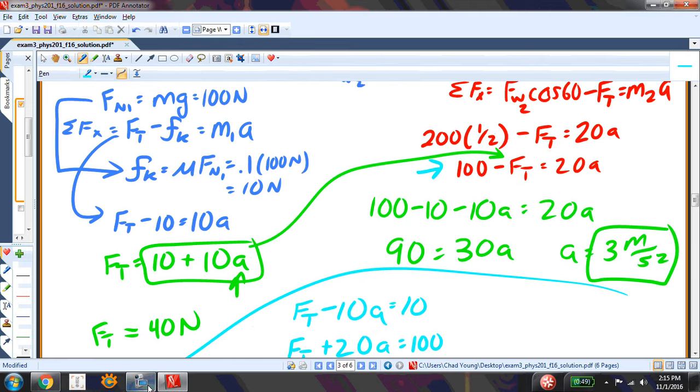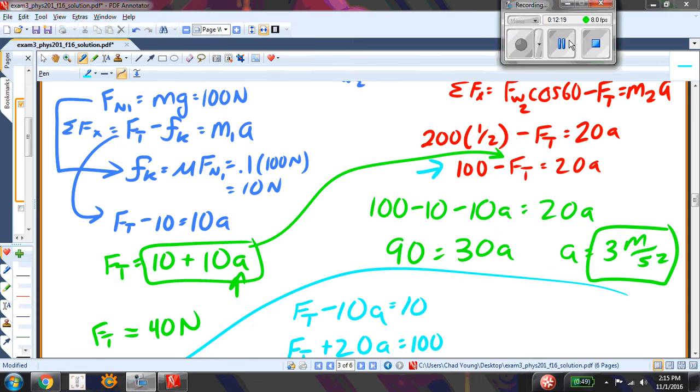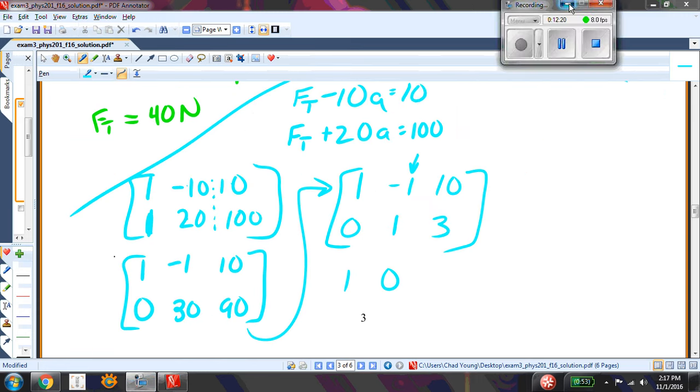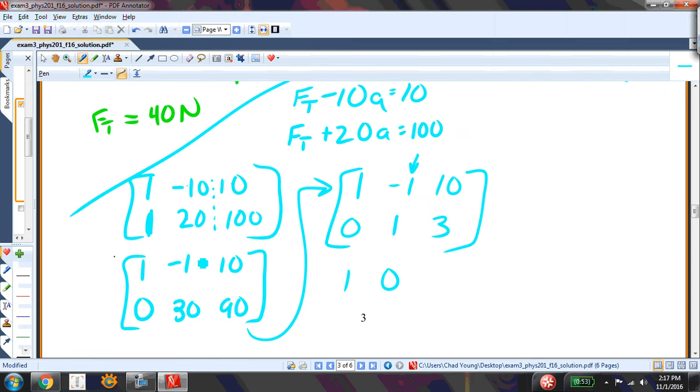Give me just a moment here. I have a mistake. Let me find it. Okay, I'm very sorry about that. I made another mistake. I just didn't carry this 10 over, so make sure you get that 0 in there. And then this is 0, 30, 90, and then I get 0, 1, 3, but this should be 0, 1 minus 10, 10.